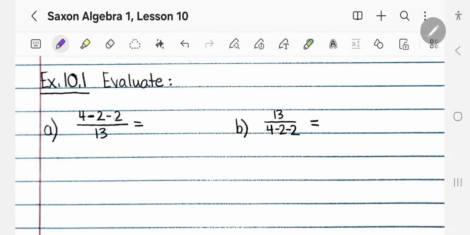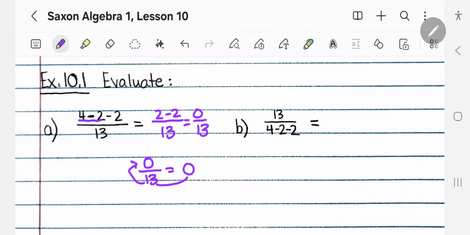All right, I'm going to go ahead and simplify these. 4 minus 2, this is example 10.1. 4 minus 2 is 2, and 2 minus 2 is 0. And 0 divided by 13, you may be doubting yourself and saying, well, I think it's 0. Is that true? 0 times 13 is 0.